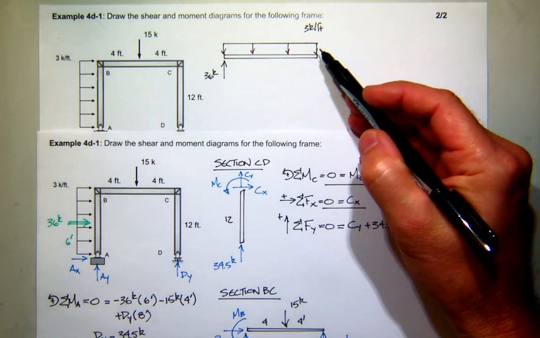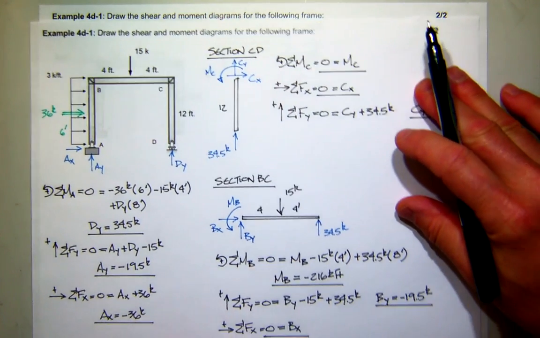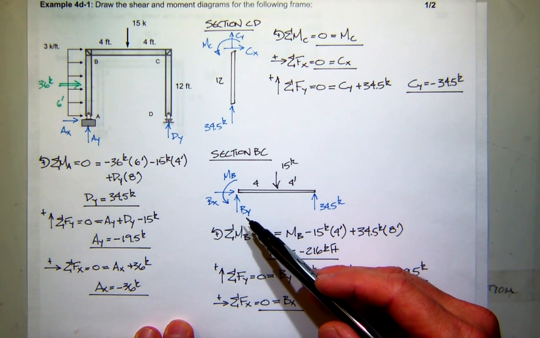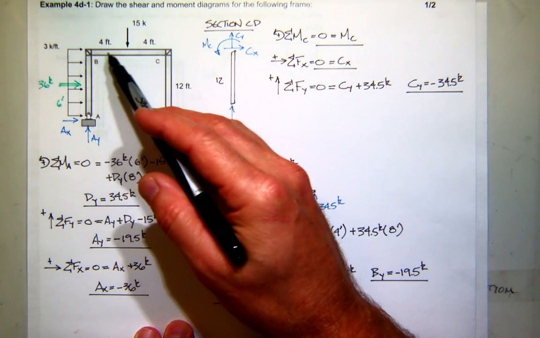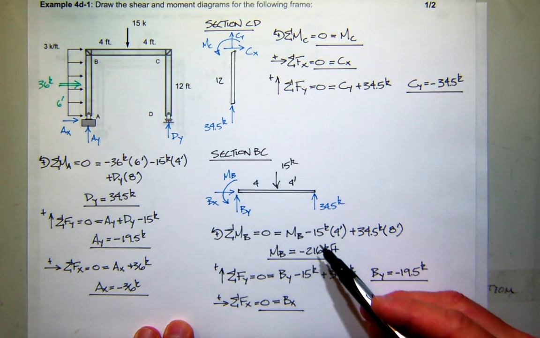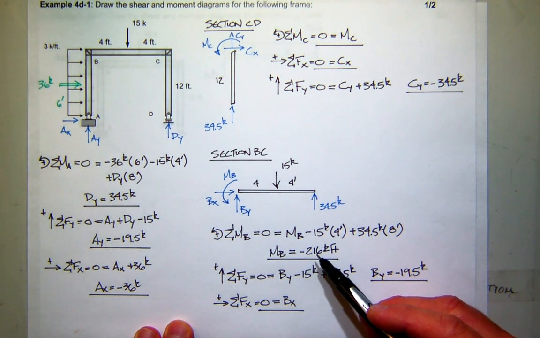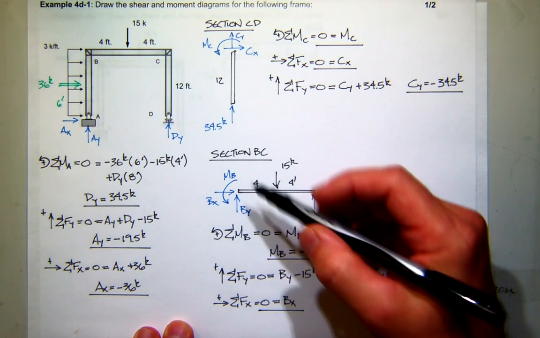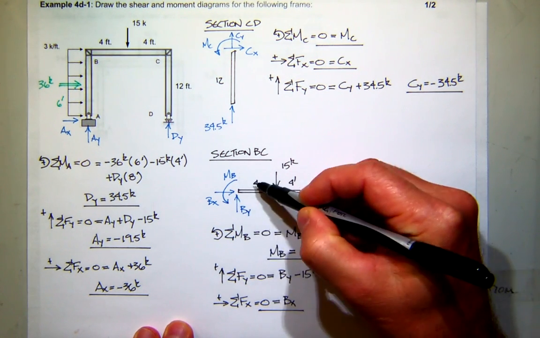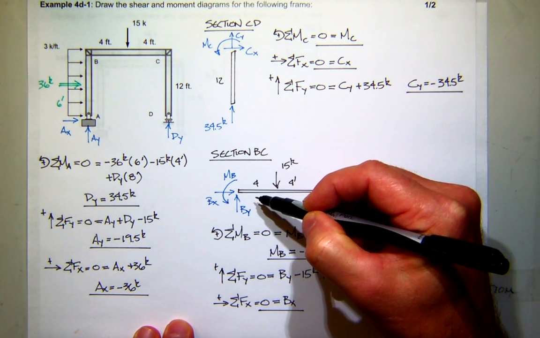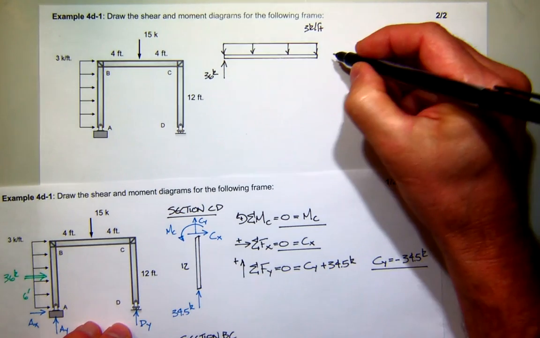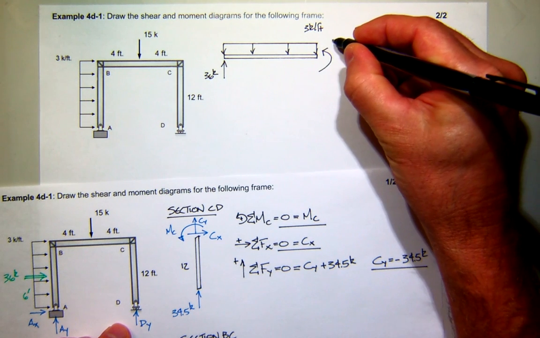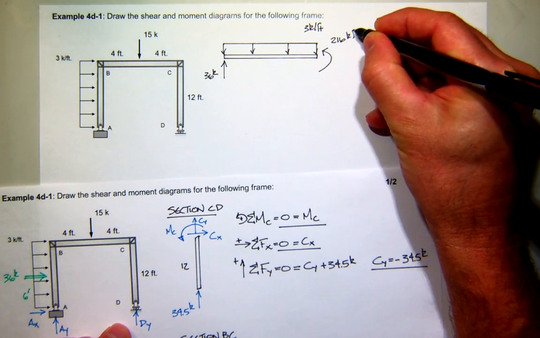Now what's happening here at B? Let me slide back up here and look at what I calculated at B. On section BC, I found the moment at B to be negative 216. I drew the right-hand rule as positive, so that means at B it's actually clockwise, which means on AB it would be counterclockwise. So it would be shaped like this, and that's a value of 216 kip feet.